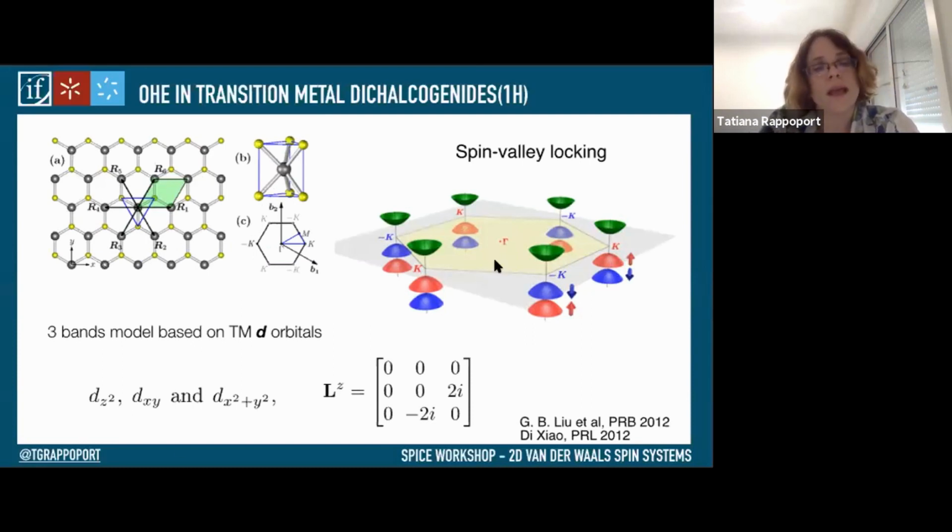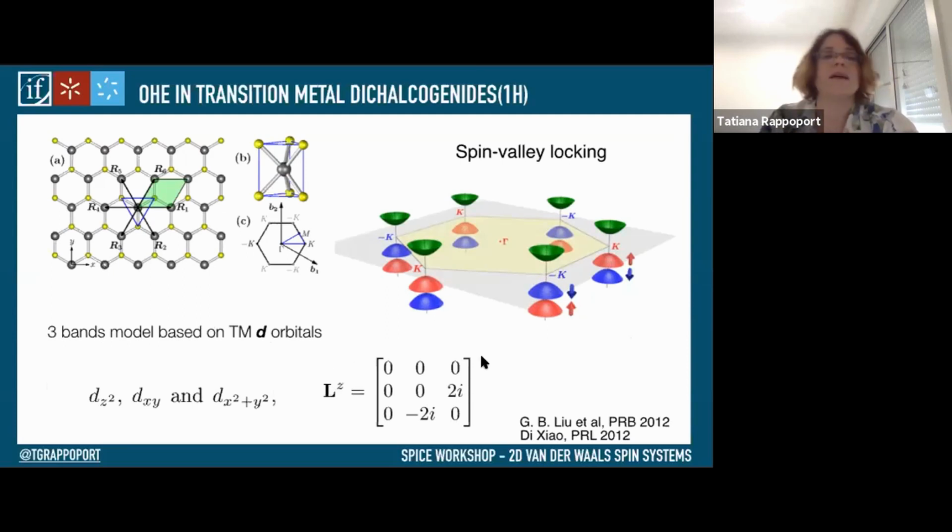And we know that this type of TMD presents spin valley locking, which is ideal for optical manipulations, but does not have a topological phase. And there is a very simple model for this system, which works quite well, which is a 3-bands model that considers only the 3 different 3D orbitals of the transition metal atom. And in this basis, the LZ can be written like this.